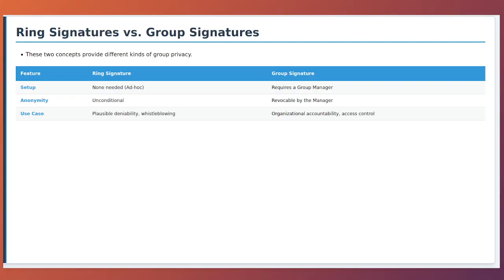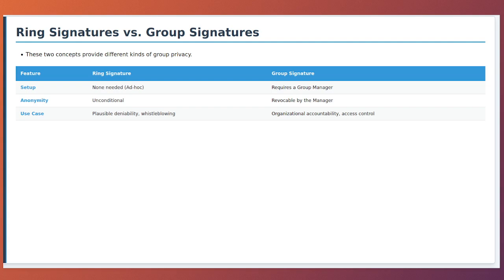A group signature, on the other hand, is a more formal arrangement. There is a designated group manager who is responsible for adding members to the group. This manager holds a special master key. While signatures from the group are anonymous to the public, the group manager has the power to open a signature and reveal the identity of the original signer if there is a dispute or a need for an investigation.